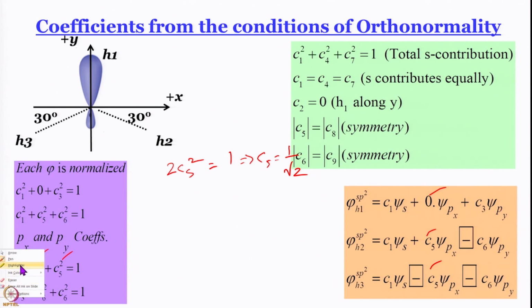So, how many coefficients are left now? Out of the 9 coefficients we have figured out all these. Oh, I need the pen. We have figured out these, we have figured out this, we have figured out C5 also, we have figured out C3. The only thing that we now want to find out would be C6. Okay.